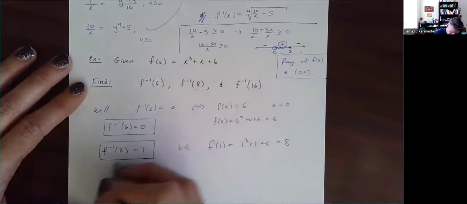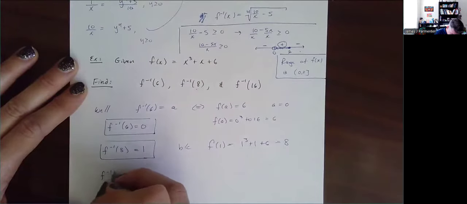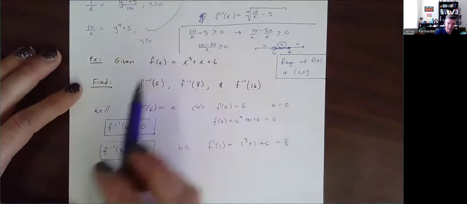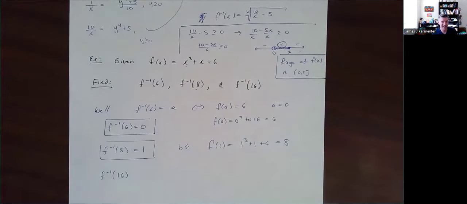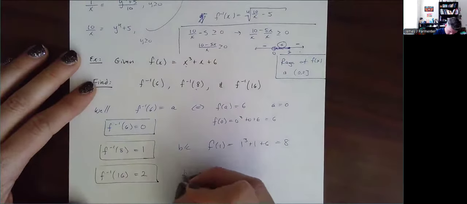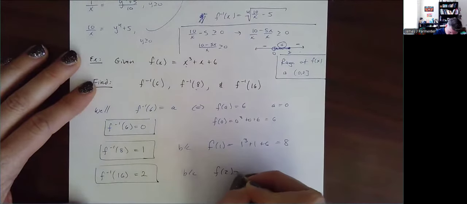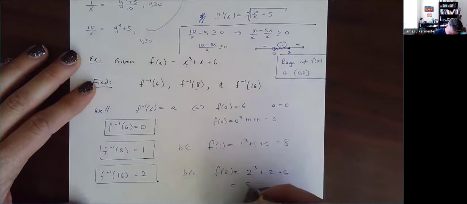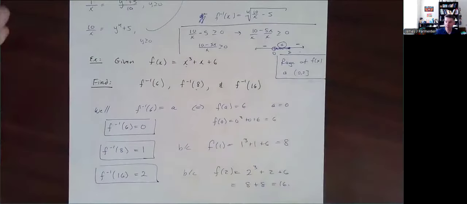Similar idea for f inverse of 16. I would encourage you to try to guess this one for a second. What number can I plug in for x that's going to give me an output of 16? Well, I think it's going to be 2. I'm pretty sure it is. Check though. That's because f of 2 is equal to 2 cubed plus 2 plus 6, which is 8 plus 8, which is 16. So that's how you find f inverse of something, is you try to guess the number you plug into the original function to get the output you were looking for.